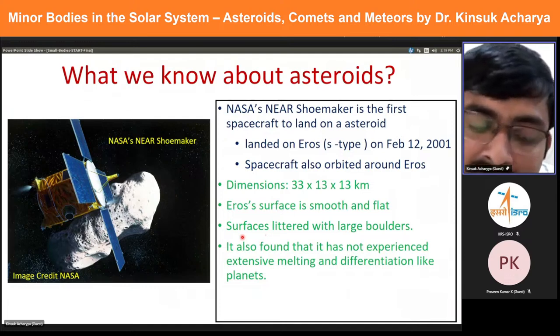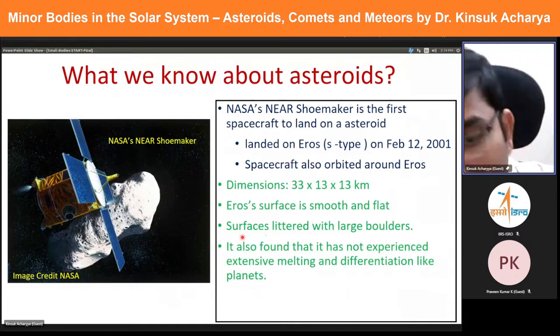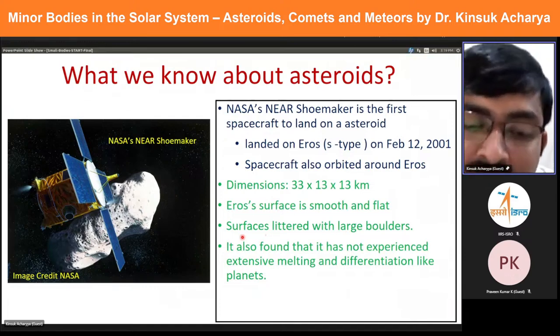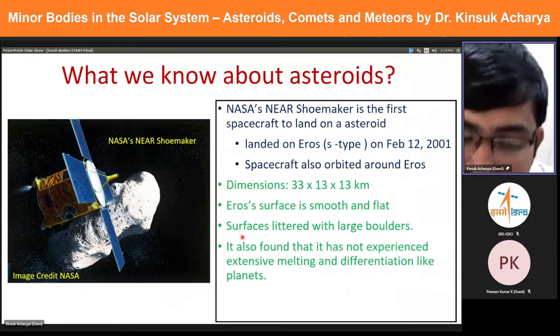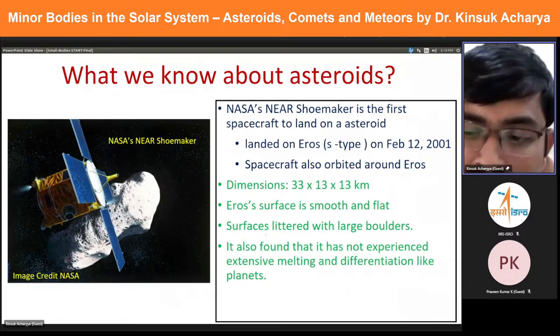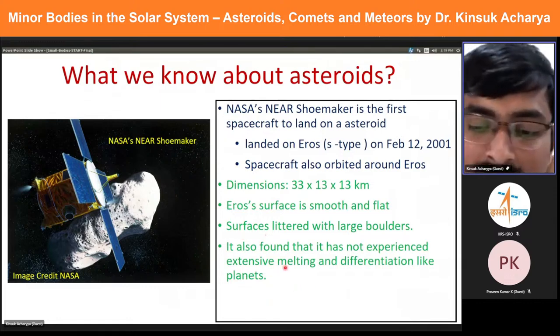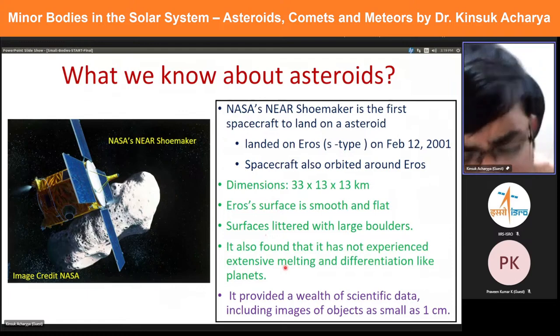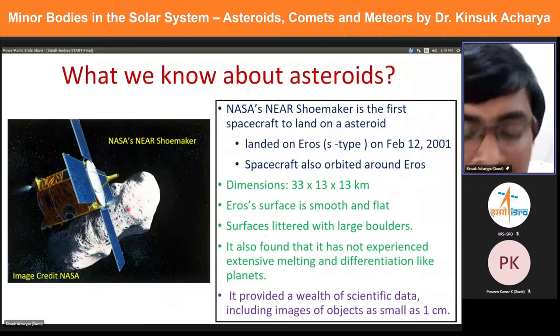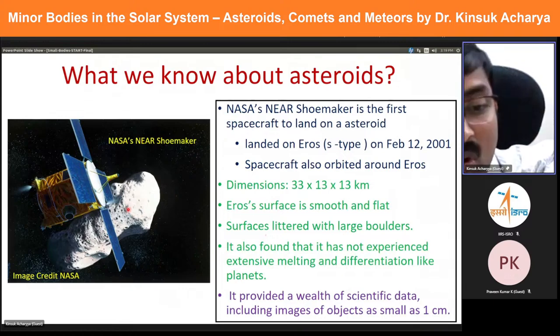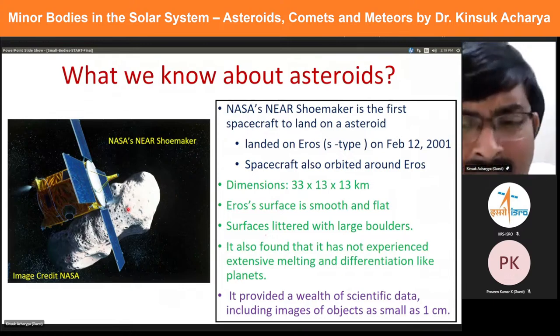I think you have already learned from Professor Banerjee's lecture that differentiation is a very important process that happens to the bigger solar system objects like planets. But these objects did not go through extensive melting or differentiation. It also gave us a wealth of data, particularly images of objects as small as 1 centimeter.